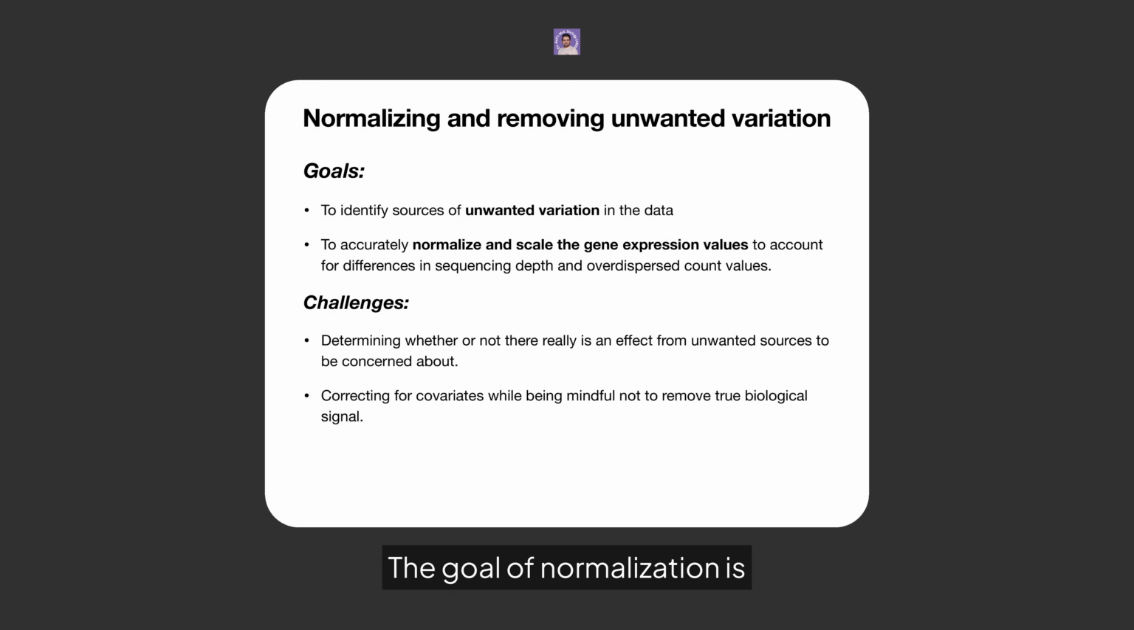The goal of normalization is to identify and mitigate unwanted variation, such as differences in sequencing depth. We scale gene expression values so cells become comparable. A key challenge is correcting for technical covariates without inadvertently removing genuine biological signals.